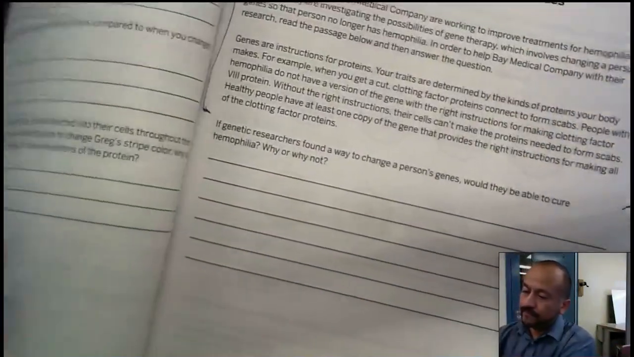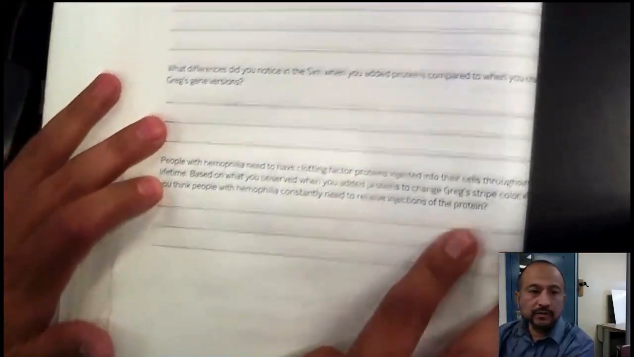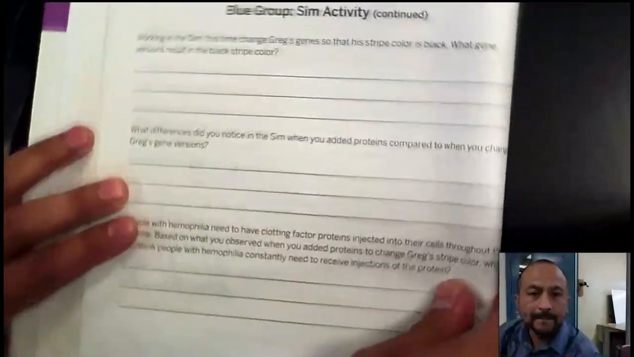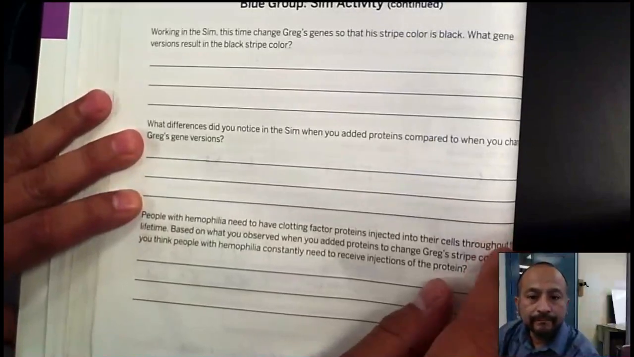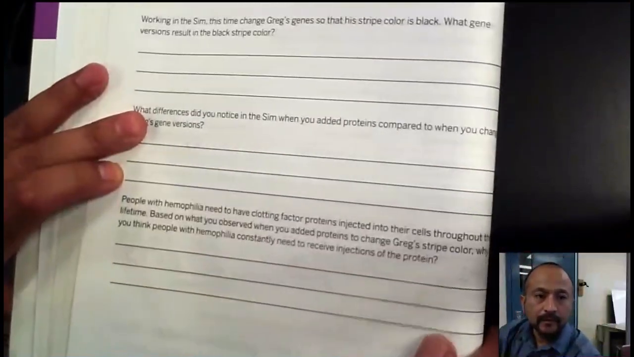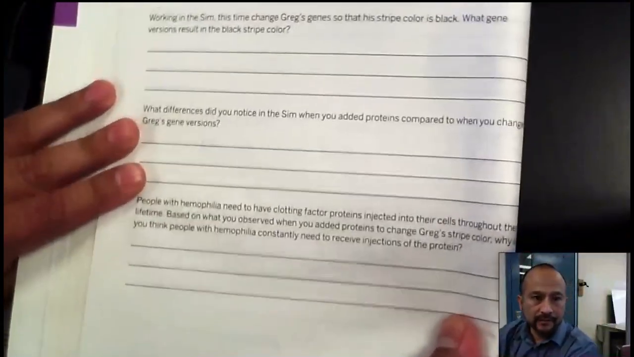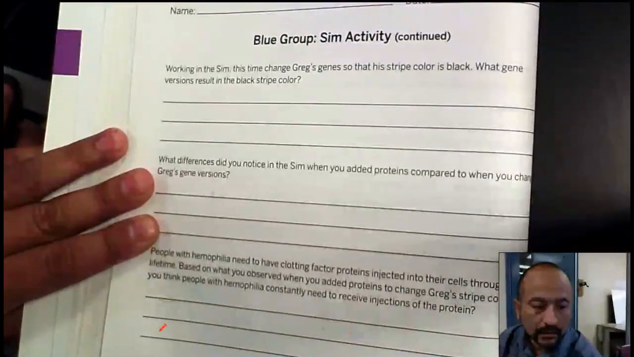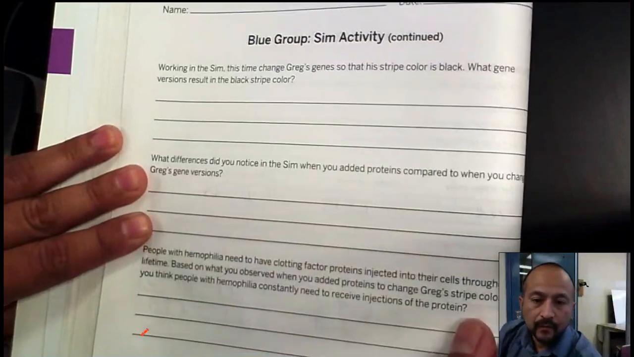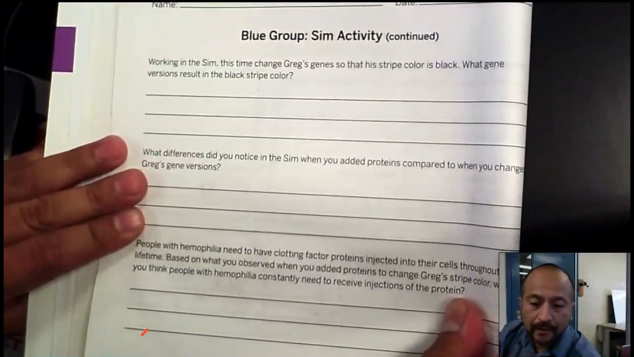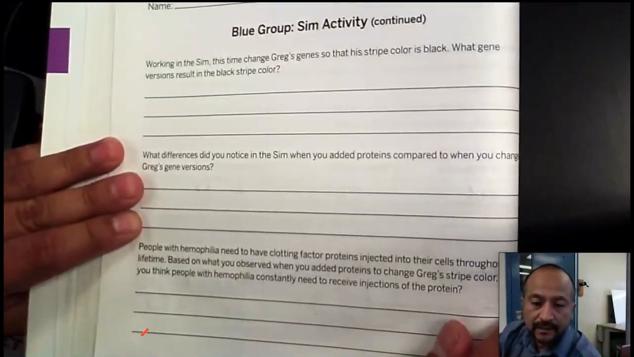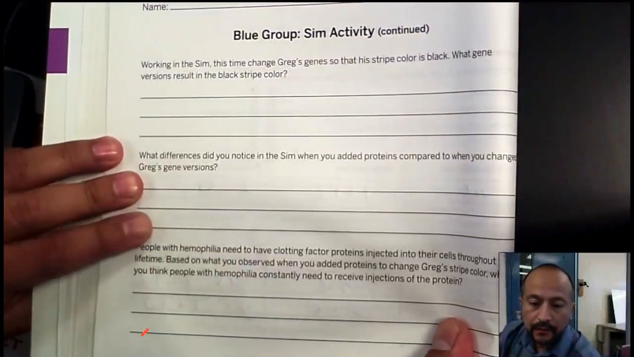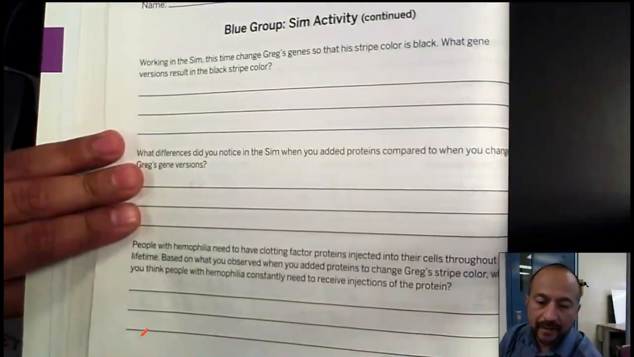And what I'm going to ask you to do is to answer these questions here on page 88. These are questions for page 88 for the SIM group. And once you collaborate and come together to answer these questions, I'd like for you to report back to the group as a whole.